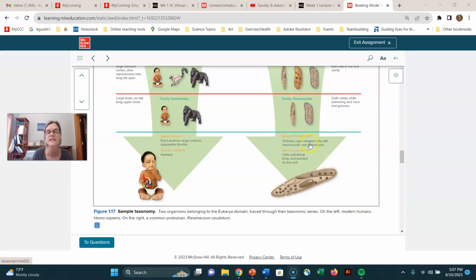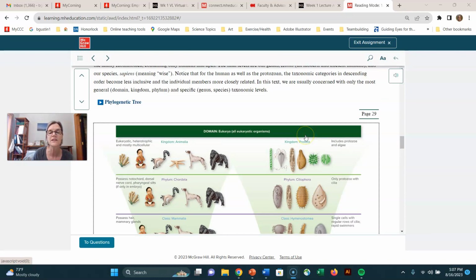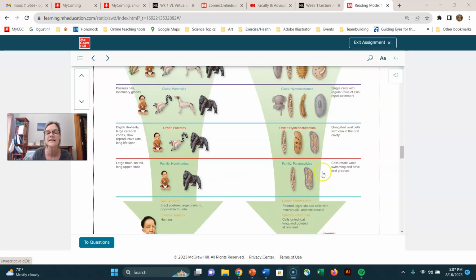What you're going to notice is that these organisms are grouped based on similarities. Let's do a microorganism. It's Paramecium caudatum, and it tells you some things about this certain kind of protozoan, and it's in the family that has cells that rotate while swimming. So cells that do that are all in the same family.